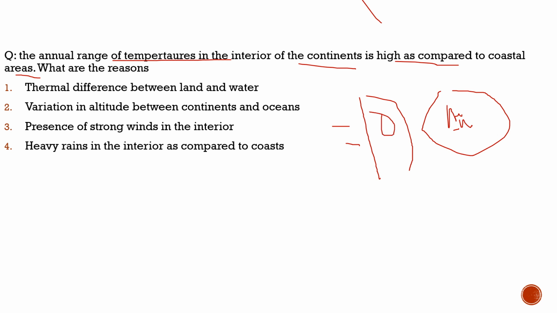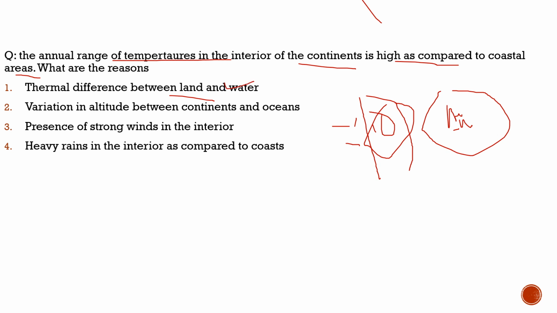First, we will look at, is this statement true? 100% true. The annual temperature range in the interior is very high as compared to coastal regions. And the only reason for that is the thermal difference between land and water. Because of the thermal difference between land and water, the temperature here is usually less as compared to the interior.